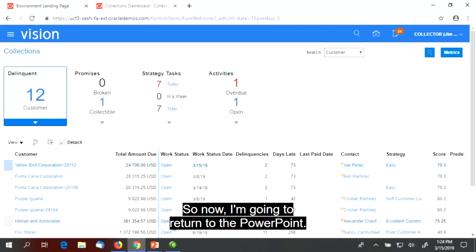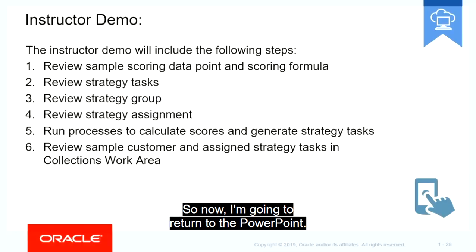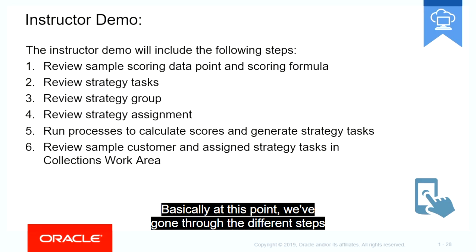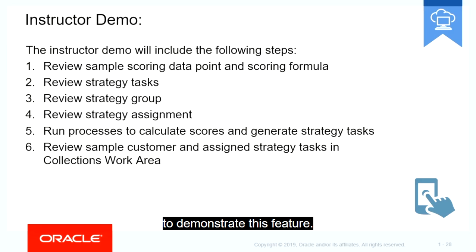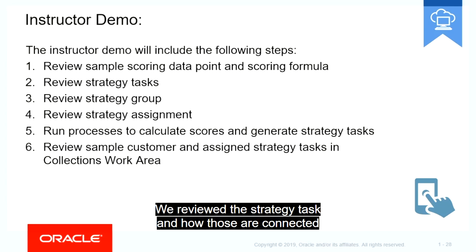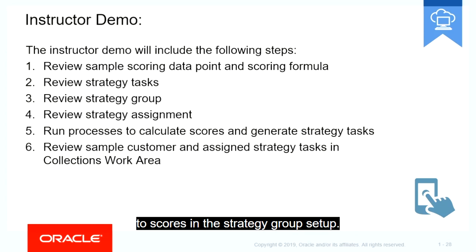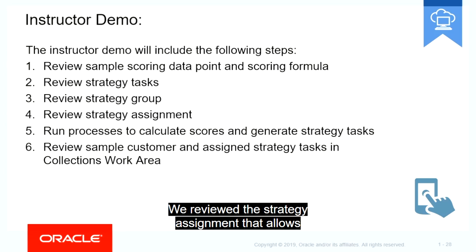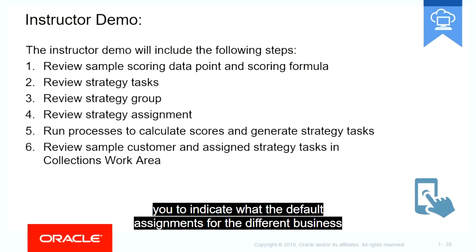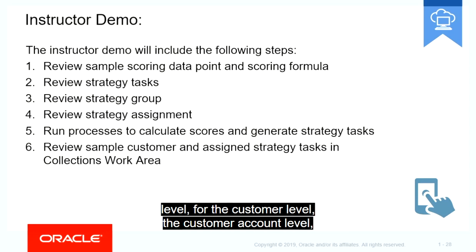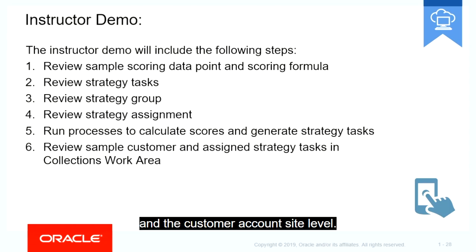So now I'm going to return to the PowerPoint. Basically at this point we've gone through the different steps to demonstrate this feature. We reviewed the scoring data points and scoring formulas. We reviewed the strategy tasks and how those are connected to scores in the strategy group setup. We reviewed the strategy assignment that allows you to indicate what are the default assignments for the business unit level, for the customer level, the customer account level, and the customer account site level.